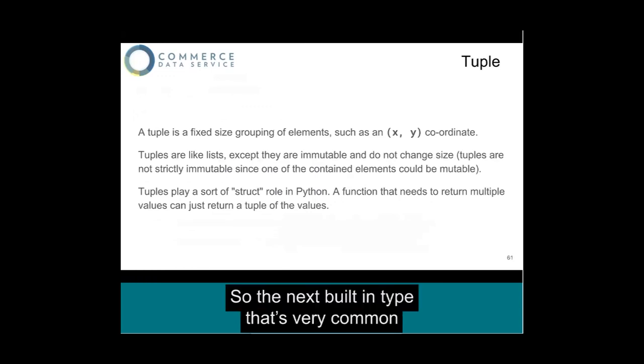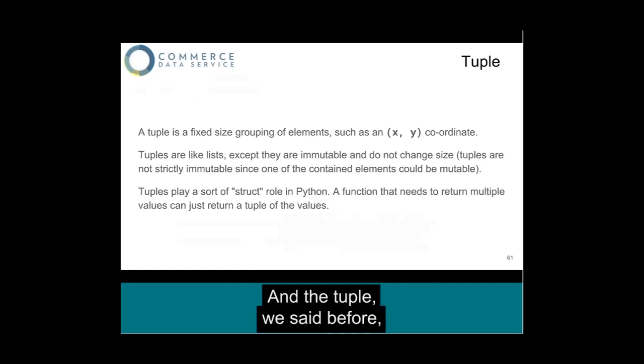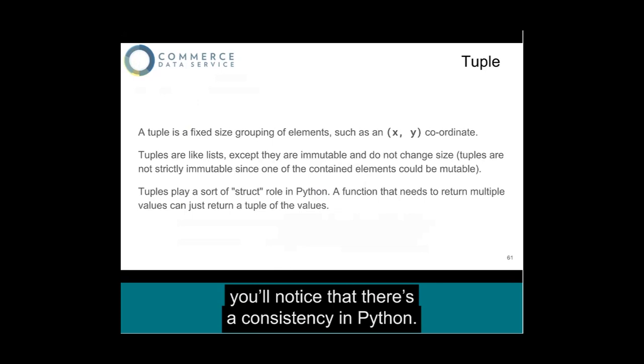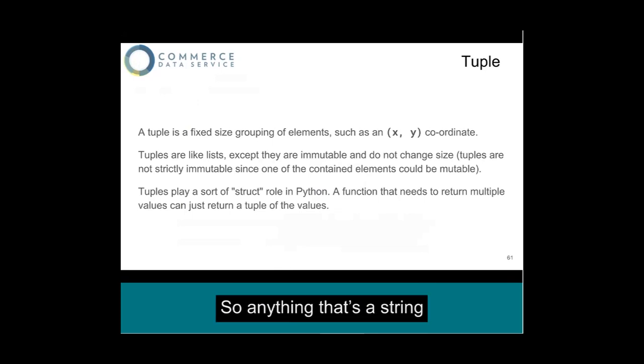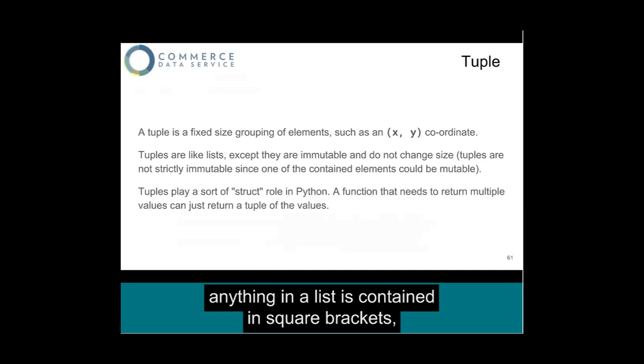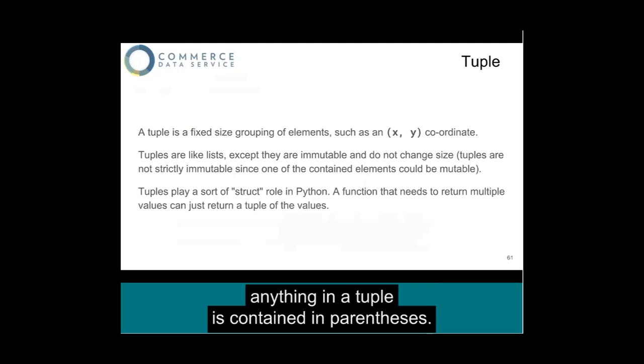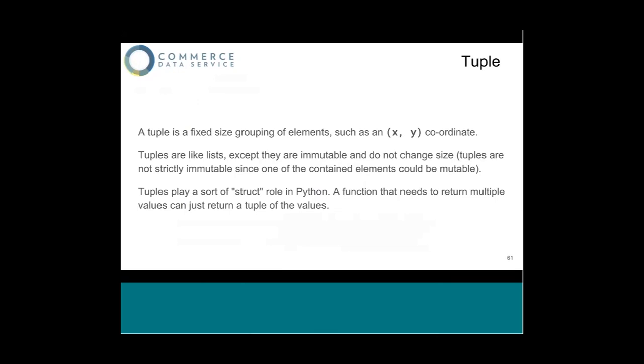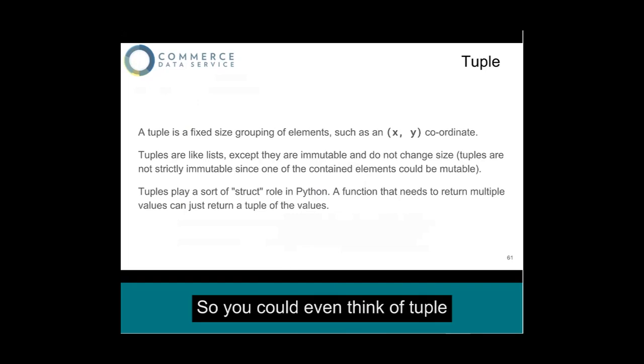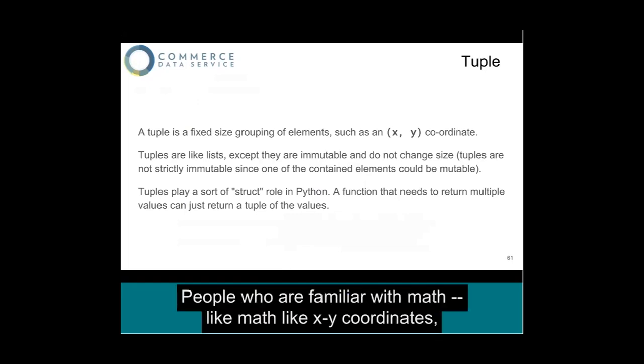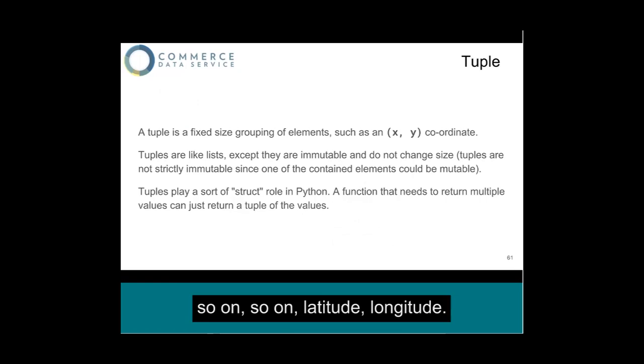So the next built-in type that's very common and used for Python is a tuple. You'll notice there's a consistency in Python. Anything that's a string is contained in quotation marks. Anything in a list is contained in square brackets. Anything in a tuple is contained in parentheses. So you typically think of tuples as coordinates in some space. People who are familiar in math, like x, y coordinates, so on, latitude, longitude.